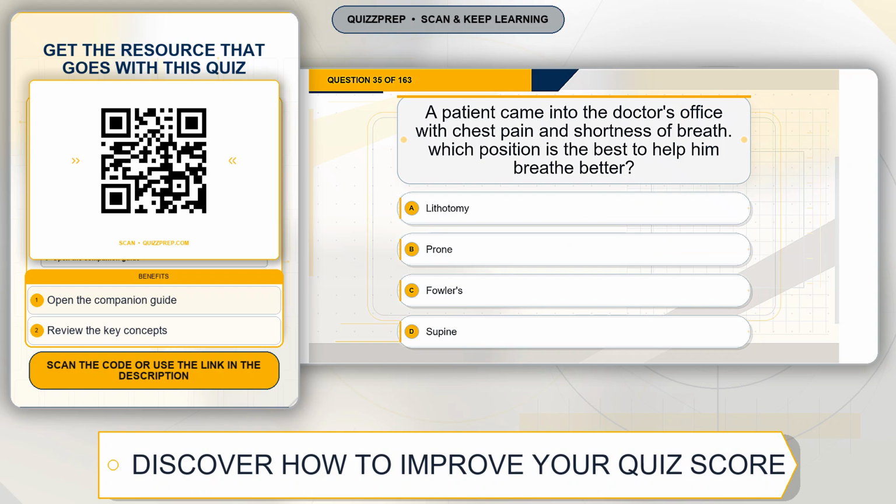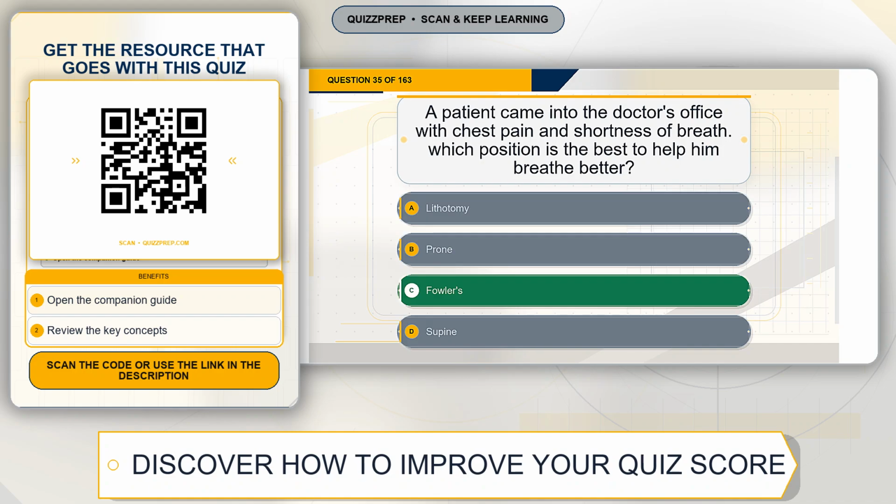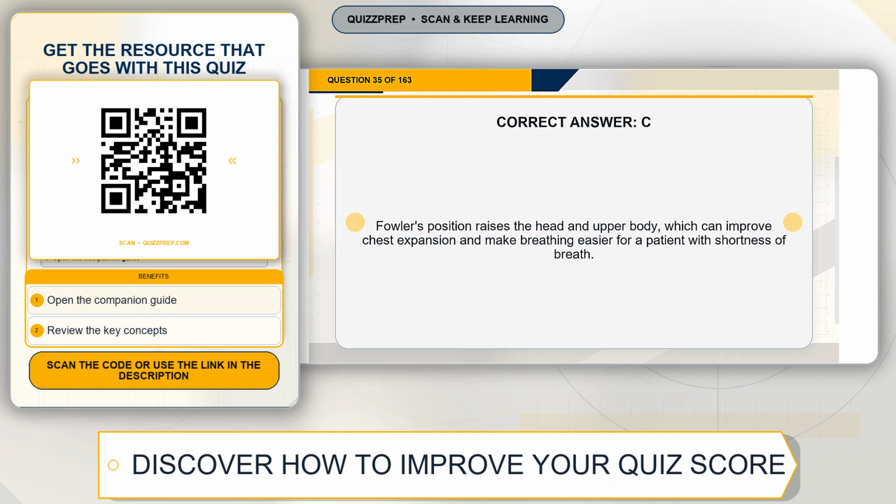Question 35. A patient came into the doctor's office with chest pain and shortness of breath. Which position is the best to help him breathe better? Option A, lithotomy. Option B, prone. Option C, Fowler's. Option D, supine. The correct answer is option C, Fowler's. Explanation. Fowler's position raises the head and upper body, which can improve chest expansion and make breathing easier for a patient with shortness of breath.